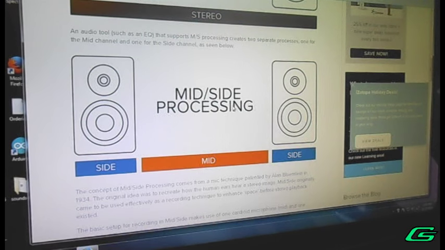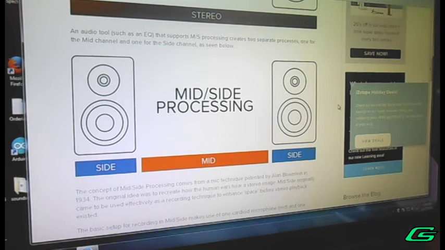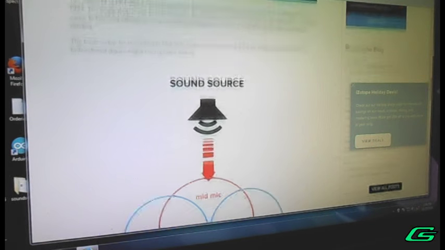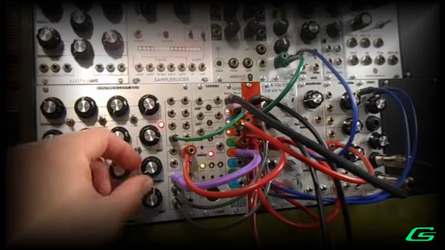Mid-side processing makes a signal sound wider by either reducing the level of the mid or increasing the level of the side with respect to the mid. That's all mid-side processing is, and now let's jump into how we can use it in our own musical endeavors.